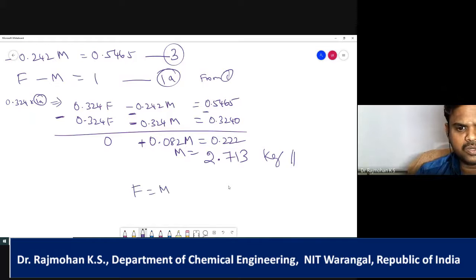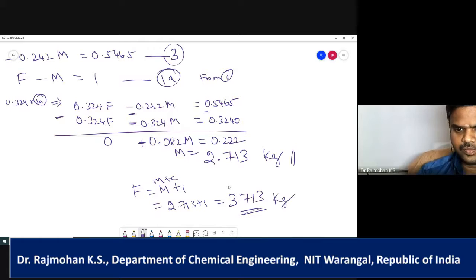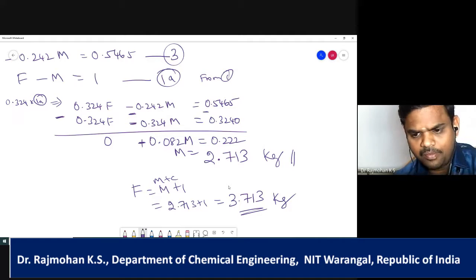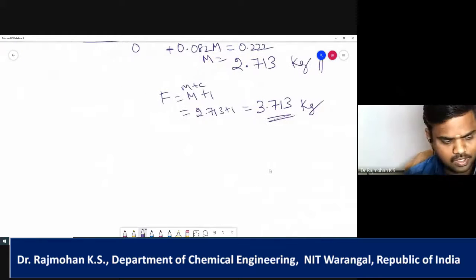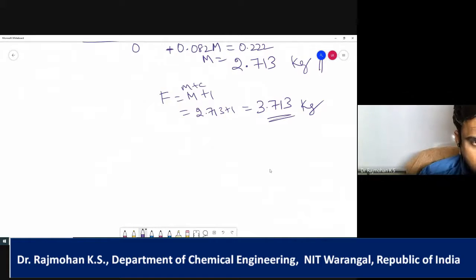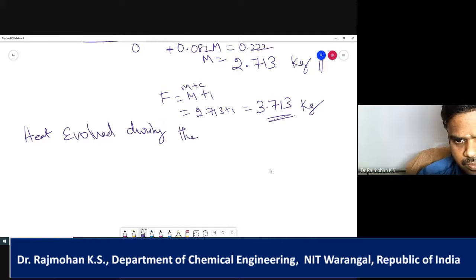Therefore F equal to M plus 1. This is M plus C, and C is 1. 2.713 plus 1, 3.713 is the F value. So that's what we have from solving these equations. We get the M value and F value. Once we have the F value and M value, it is easy for us to proceed to get how much heat is liberated. Heat evolved during the crystallization is asked, right? Heat evolved during the crystallization.